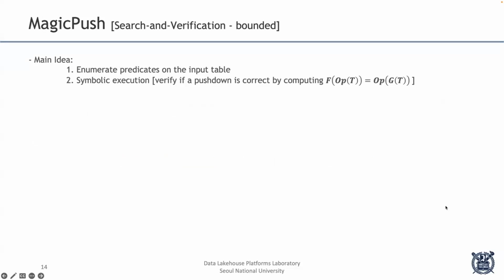Magic Push starts by enumerating all the possible predicates on the input, and then performs a bounded verification with something called an SMT solver. SMT stands for satisfiability modulo theories. Basically, it takes two equations that are symbolically executable and verifies whether they are equal or not. Yeah, it's an SMT solver, which uses symbolic execution to compute the equations, and they use it for verification because it tells us if F of OP of t is equivalent to OP of G of t.